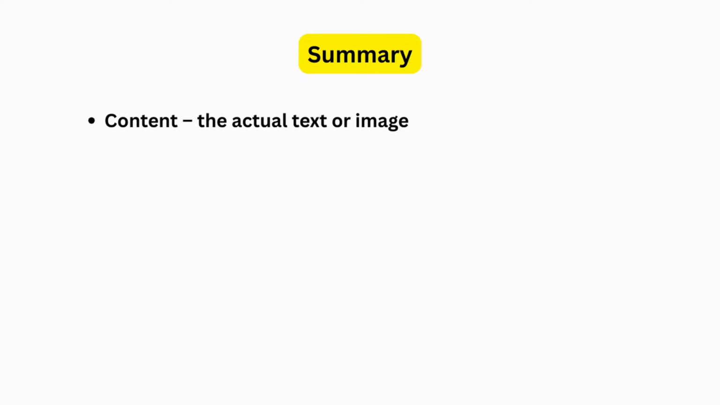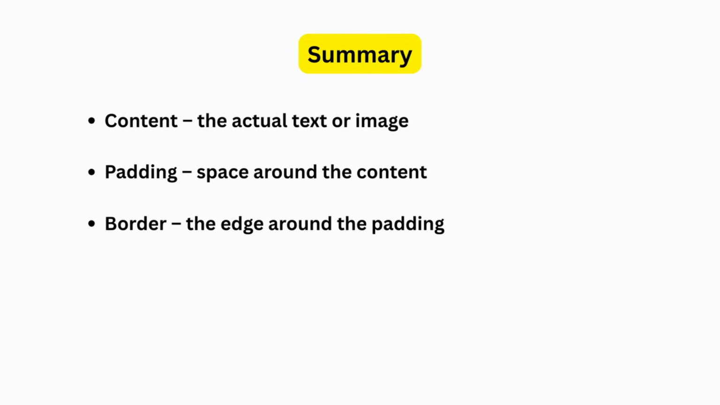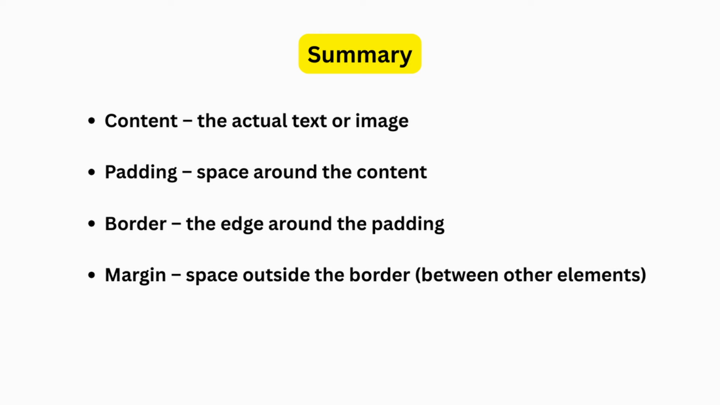So in summary, content is the actual text or image. Padding is the space around the content. Border is the edge around the padding. Margin is the space outside of the border, between other elements. And remember margin collapse.